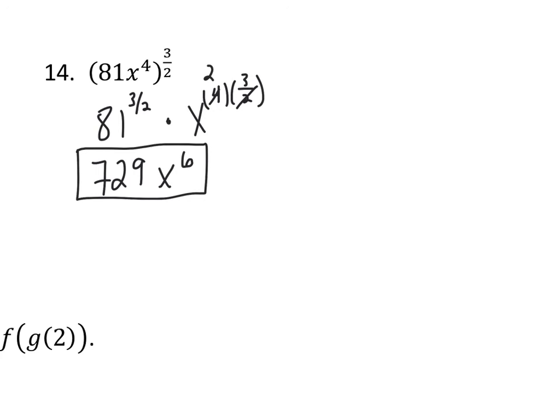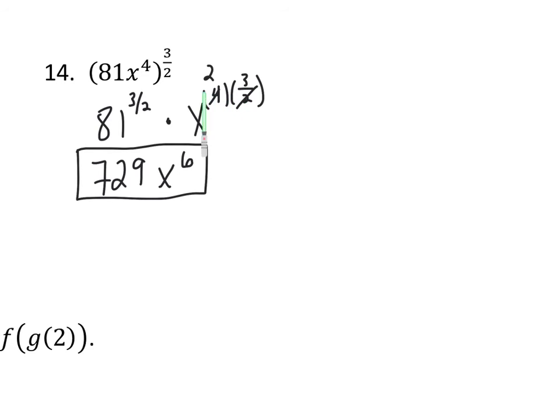All right, so here we have 81 to the 3 halves. 81 to the 3 halves simplifies to 729. And then we have x to the 4th power to the 3 halves.